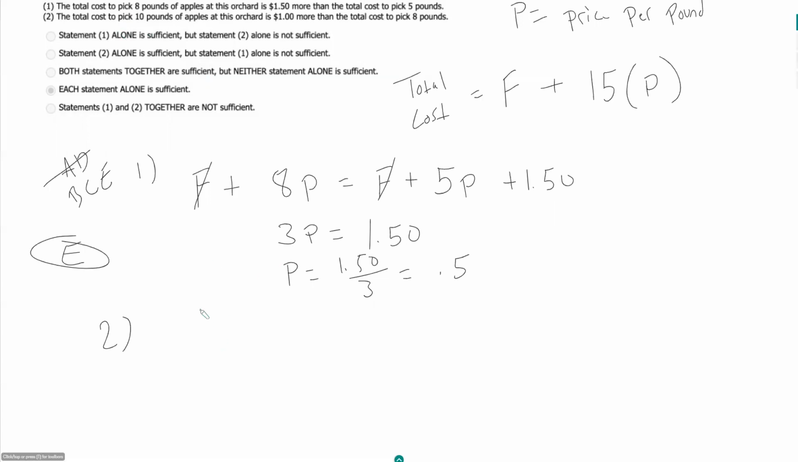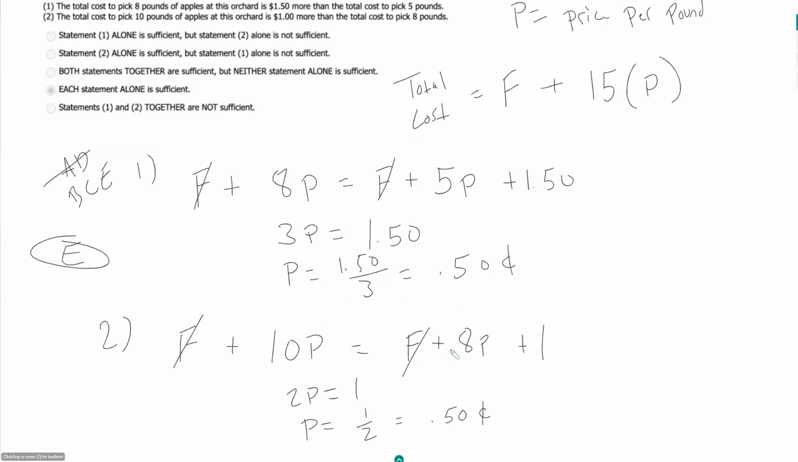So the total cost to pick 10 pounds of apples, so that means my fixed plus 10P, is $1 more than the cost to pick 8 pounds. So that's my fixed plus 8P plus an additional $1. So again, my fixed costs cancel out. 2P is equal to 1. P is equal to 1 over 2. So my price per pound is 50 cents, which is the same information as my first statement. So once again, I cannot find my fixed cost, therefore I cannot find what my total cost is.